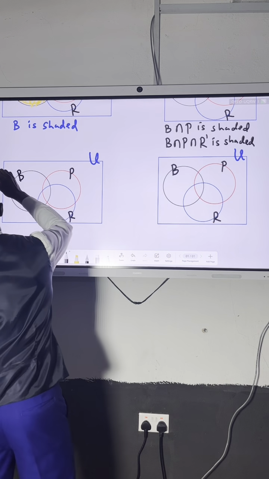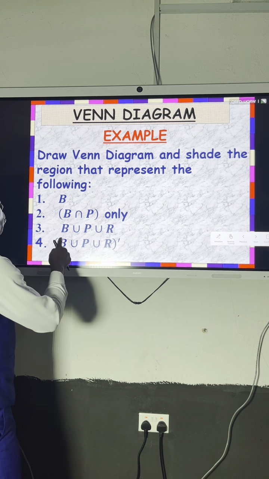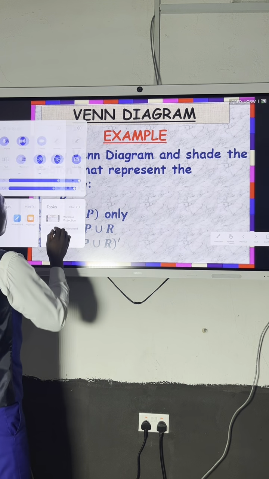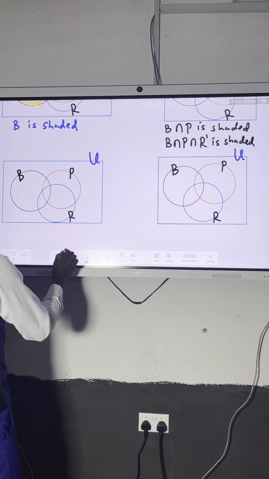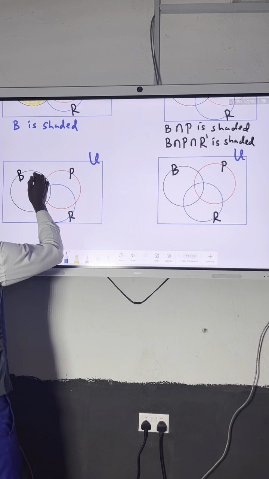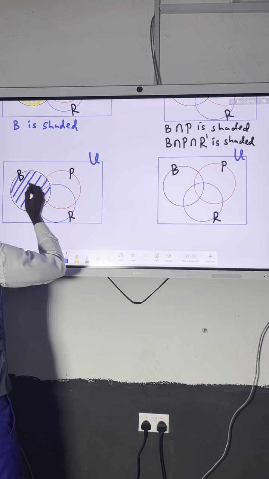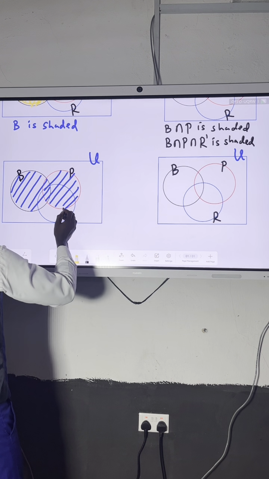Okay, now let's go. The next one says we should shade B union P union R. The union of the three sets put together. What it means is go ahead and shade the whole of the three circles. The union is a collection of all the sets put together. That's the meaning of union, but without entering the rectangle.